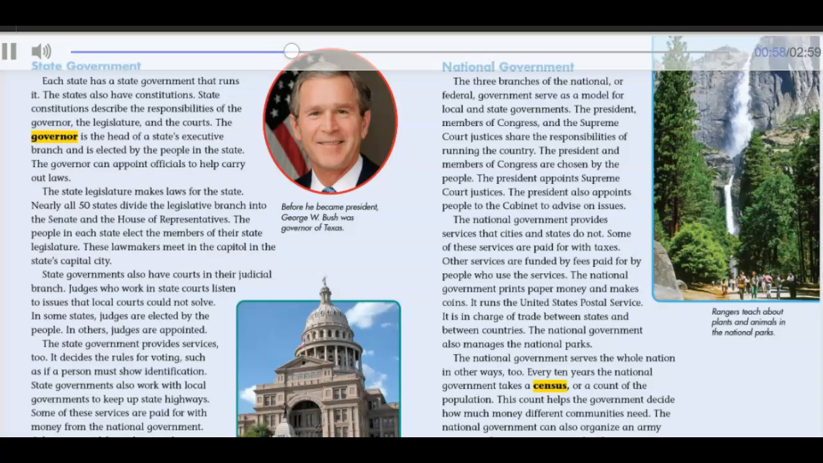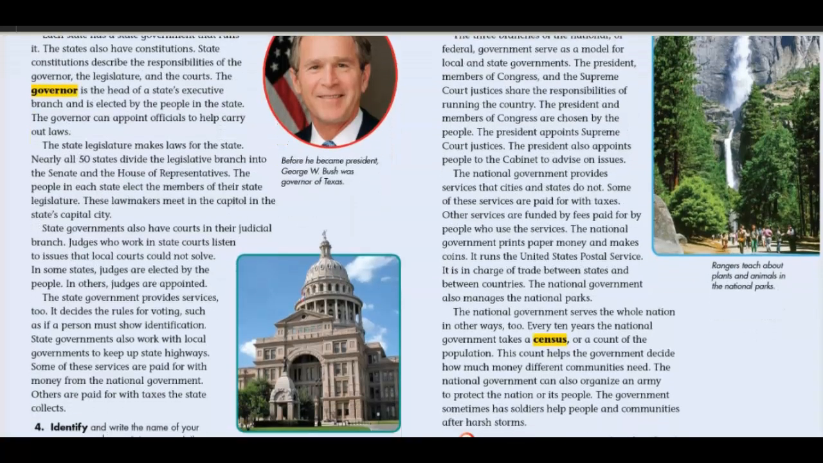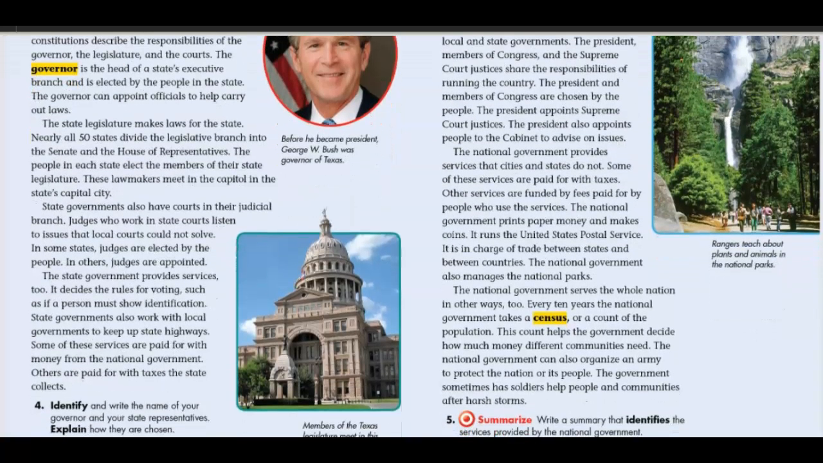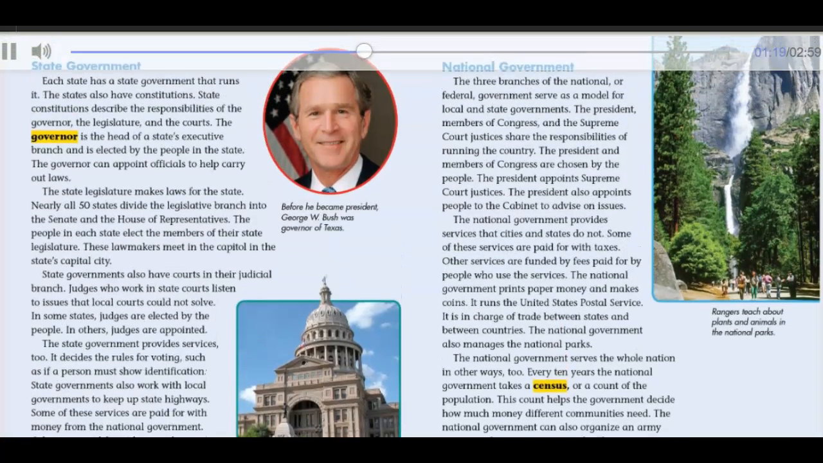The state government provides services, too. It decides the rules for voting, such as if a person must show identification. State governments also work with local governments to keep up state highways. Some of these services are paid for with money from the national government. Others are paid for with taxes the state collects.